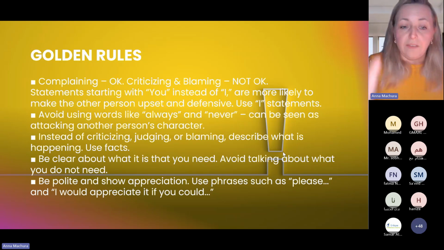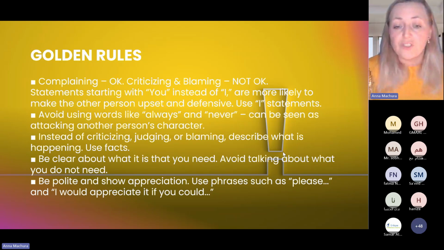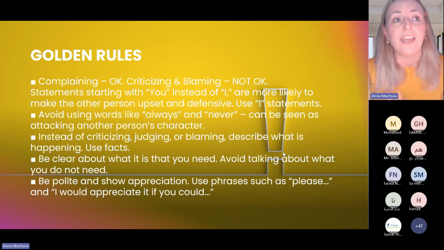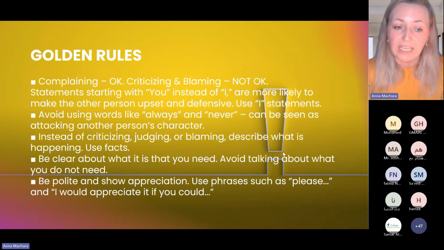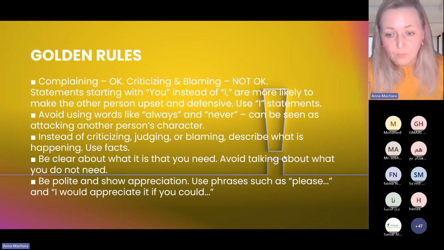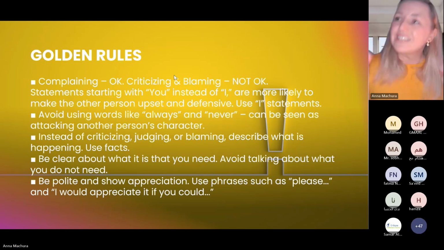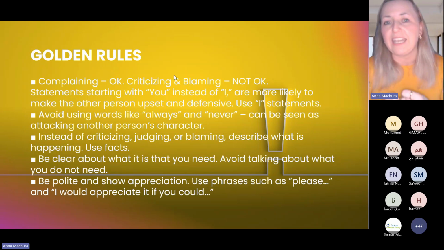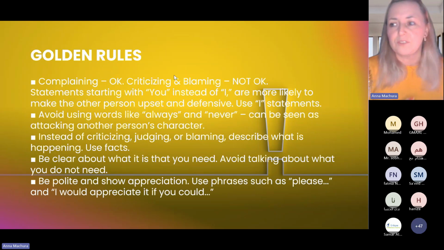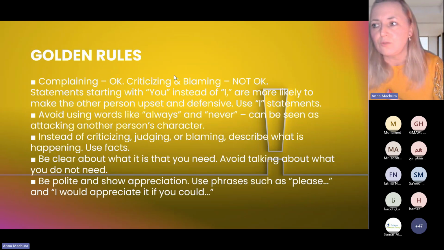Anyway, avoid criticizing, judging, blaming. Okay, describe what is happening. Use facts. We know this. You can't argue with facts, rather than opinions. Be clear about what it is that you need. Okay, and again, avoid talking about negative aspects around that. So if you do not, focus on what you really want.